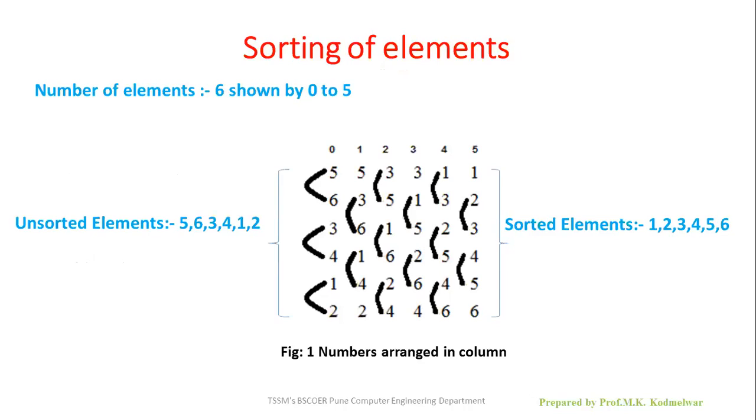From this slide, we can understand that I have arranged the six elements in positions 0 to 5, in column fashion. The unsorted elements we have taken here are 5, 6, 3, 4, 1, 2. Once we apply these unsorted numbers to our bubble sort program, you will get the sorted elements as output: 1, 2, 3, 4, 5, 6. We can see that pairs of adjacent elements are checked, and according to that the swappings happen till the end, so that you get the sorted elements.